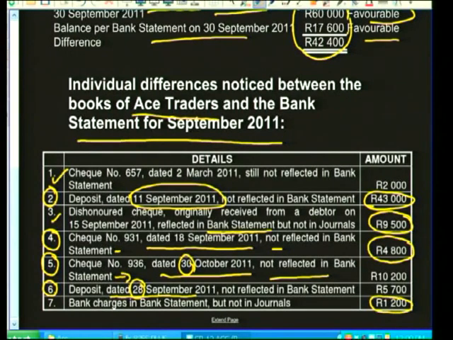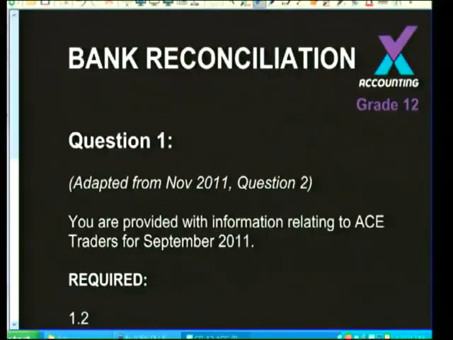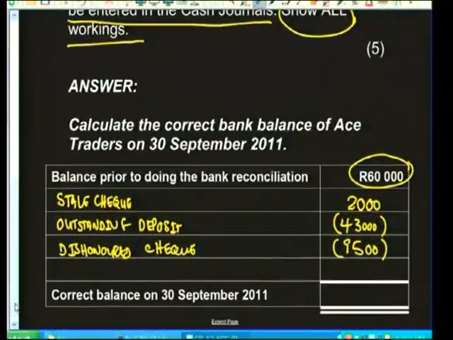Finally, the bank charges in the bank statement, but not in the journals, 1,200. Where is the information appearing? It is in my bank statement. Yes, it's there. It's not in my journals. Therefore, I need now to enter it. And how will I enter it? Watch what I'm going to do.